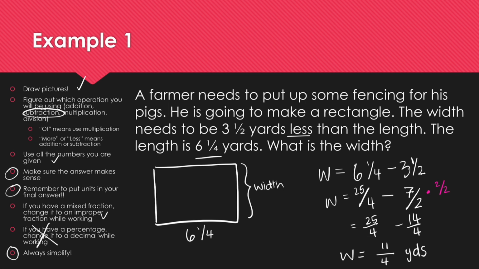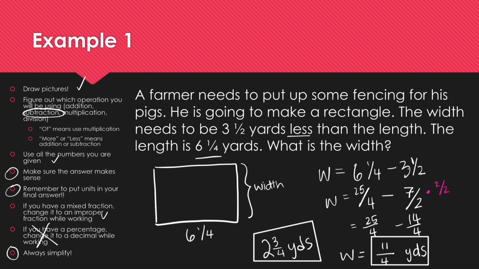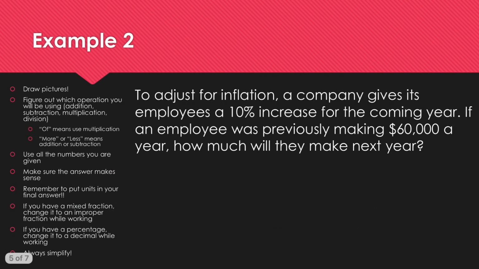So I could leave it as this. I could say 11 over 4 yards. Or I could say, if I wanted to change it back to a mixed fraction, this is 2 3/4 yards. Either way, it's fine. It means the same thing. Okay. So there we go. I made sure my answer makes sense. It's positive. I put units in my answer, and it's the simplest form of the fraction. Easy. See, that picture made it so much easier.